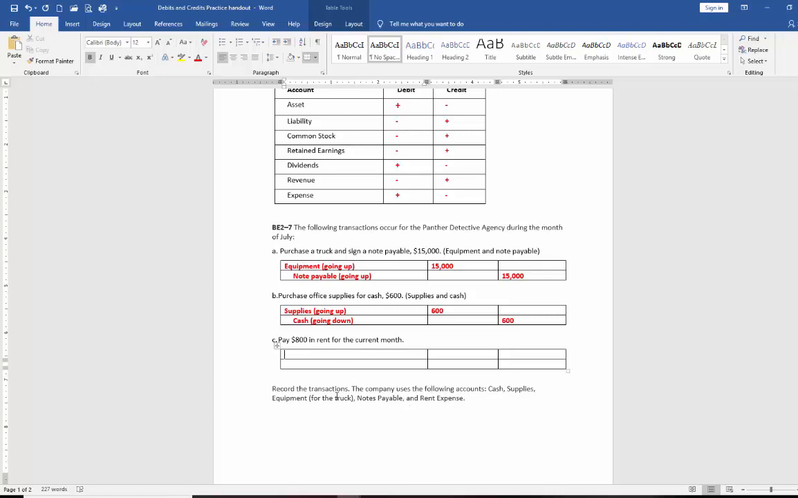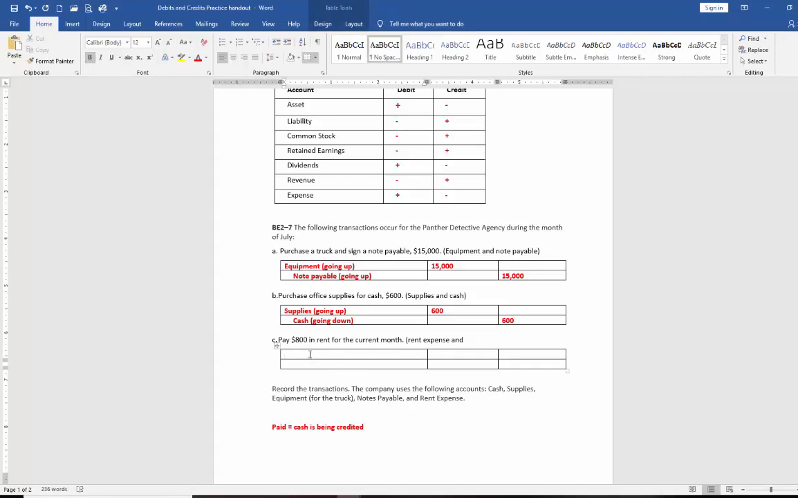All right? Okay, next. We pay $800 in rent for the current month. Let's look down here. Looks like this is going to be rent expense. And now what is the other one? So there's not another account word in here, but there is a hint for us. And the hint is pay. So you want to make a note. You can write this down. Pay or paid equals cash. If you pay something, then you used cash. Cash is being credited if you see paid.